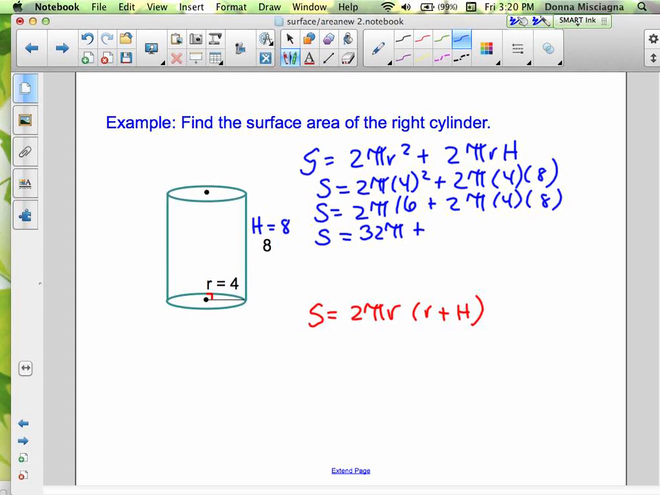2 times 4 is 8. 8 times 8 is 64. And we're going to leave our answer in terms of pi. We just need to add those two together. So 96 pi units squared.